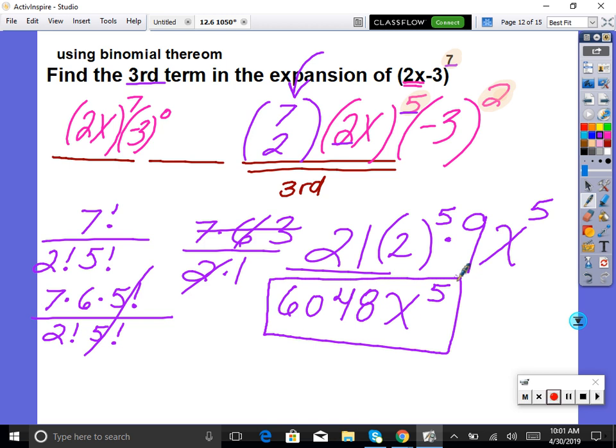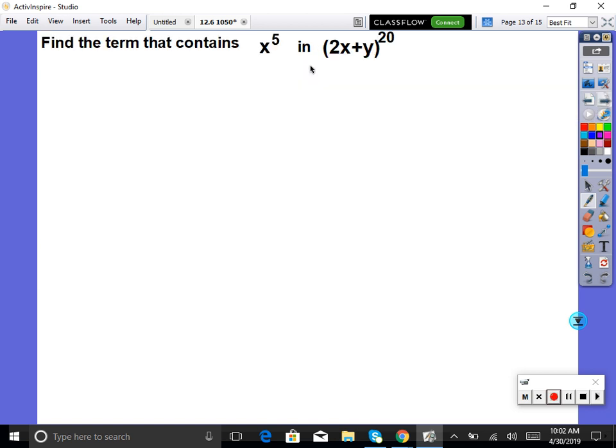So now some of you might be thinking, still Pascal's triangle would have been easier to use. Yeah, I agree with you. But this next example will show you why it would not be. So let's read this next one. It says, find the term that contains x to the 5th in (2x + y) to the 20th power. Now look, 20th degree. Would you want to do Pascal's triangle out to 20 degrees? Heck no. That would take you so long you would run out of time on the exam. So this is a good example of when you'd say, I have to use the binomial theorem.